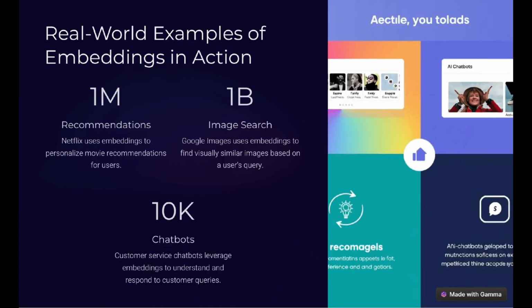Let's look at some real-world examples. 1. Netflix uses embeddings to recommend movies. 2. Google Photos uses embeddings for image search. 3. Chatbots use embeddings to understand and respond to customer queries.